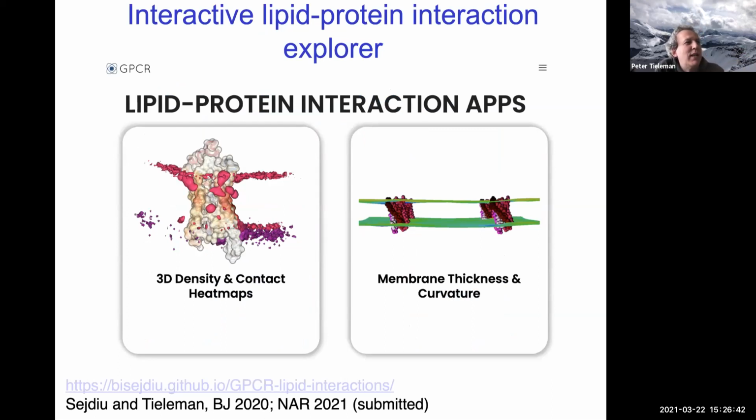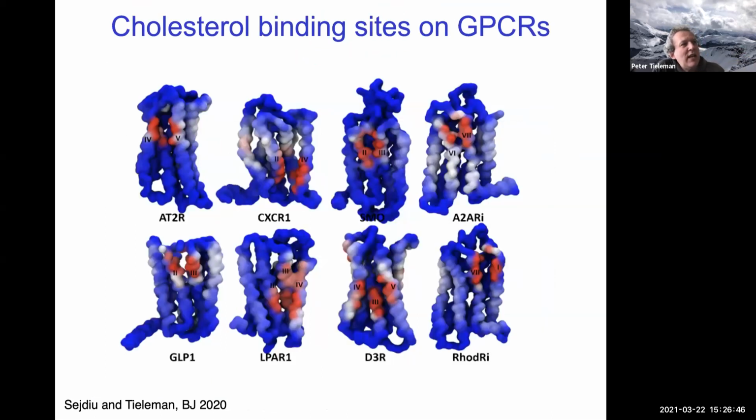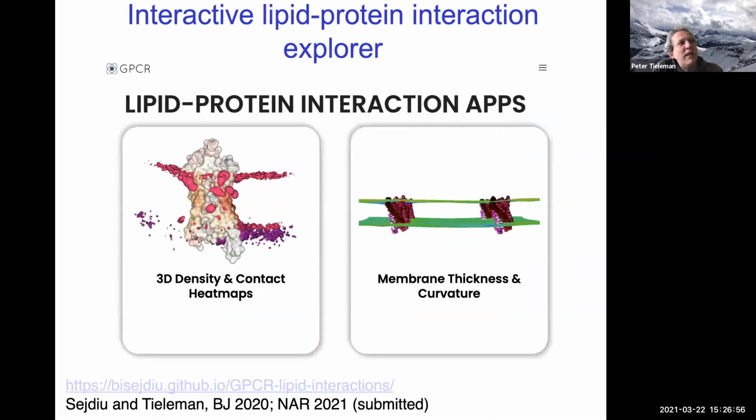This is super cool, I think. So this paper was published in Biophysical Journal, and actually what we did, what Bayesian did in this paper, he published the trajectory data together with a frozen version of this website.